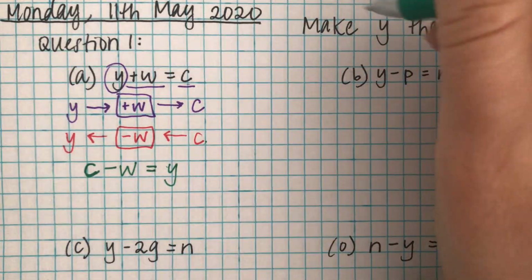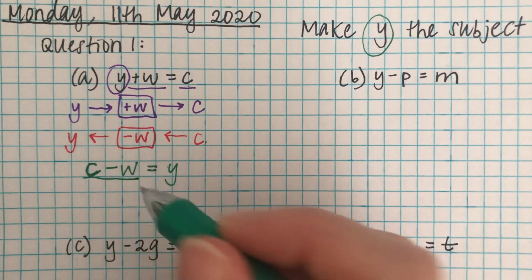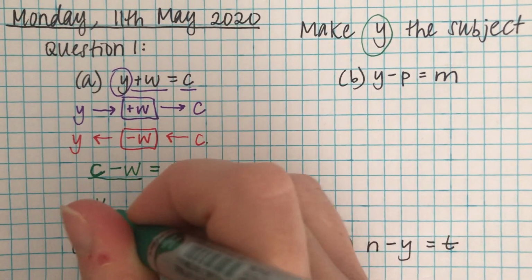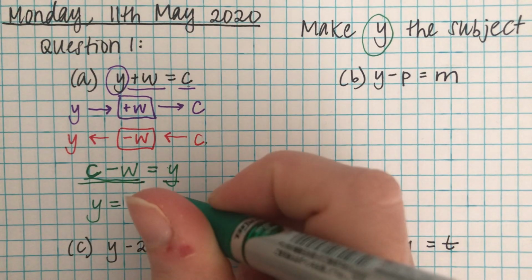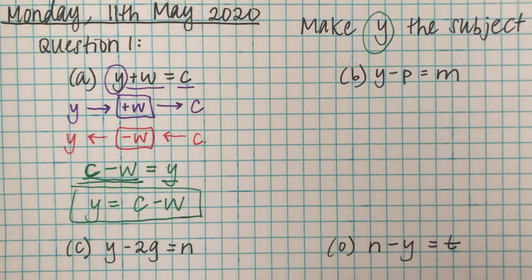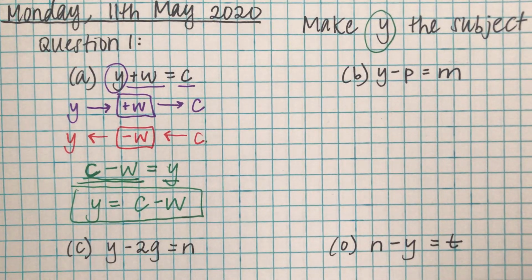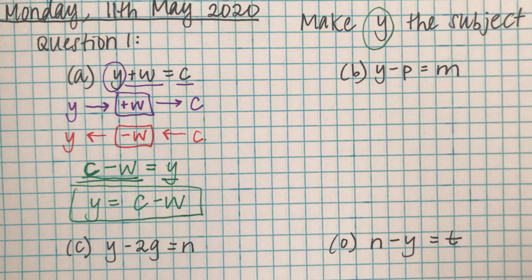So now I've essentially made y the subject of this equation, okay? What I could do is flip it around and put y on the left side, and then c take away w. Make sure c comes first before w, to make sure that my answer looks nice with the variable or the output on the left side. Okay, so that's one way that we could solve these equations.